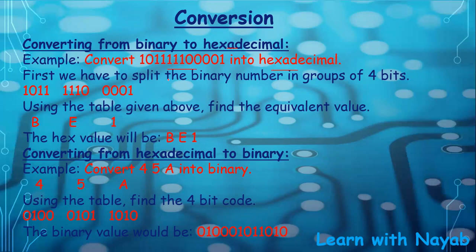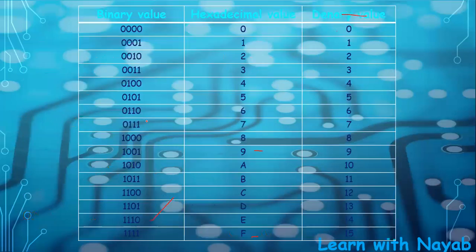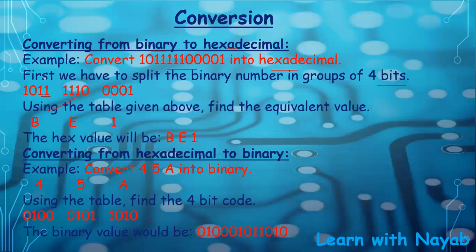So first we have to split the binary number into groups of 4 bits. Every group has to have 4 bits in it. And then, using the above table, find the equivalent value. So with this table, we're going to find the equivalent value of these 3 groups, which have 4 bits.